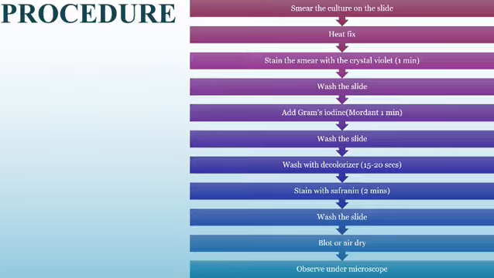Next, rinse it with water. Now add the decolorizer, that is alcohol, for 15 to 20 seconds. Now stain it with safranin, which is the secondary stain or counterstain. Wash it, blot dry or air dry it, and then observe under the microscope with oil.